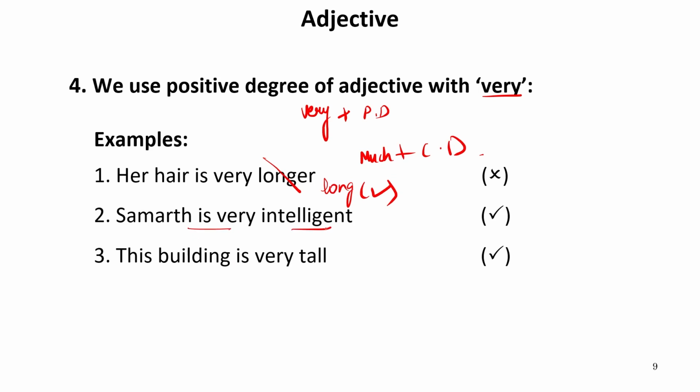Samarth is very intelligent. Now, intelligent is a positive degree of adjective, so the given sentence is absolutely correct. The building is very tall. Again, tall is a positive degree of adjective, so the sentence is again correct. So these are the rules of using positive degree of adjective, where we can use only positive degree of adjective and use of any other degree of adjective will be incorrect over there. Now let us move further.